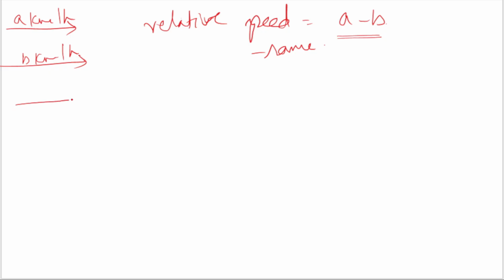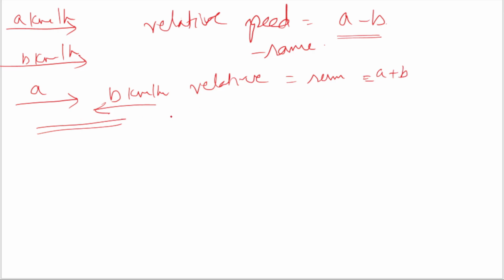And in the other case, if both trains are traveling in opposite directions, the first train with A kilometers per hour and the second train with B kilometers per hour, the relative speed will be the sum of both the speeds. It is A plus B. In this case the relative speed will be more, A plus B. And in the same direction case, the relative speed will be less, A minus B.